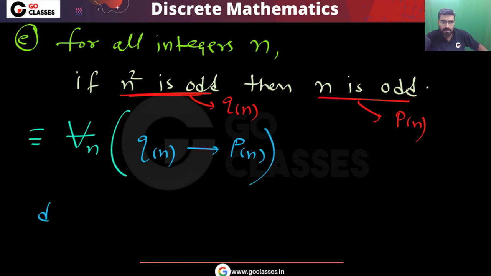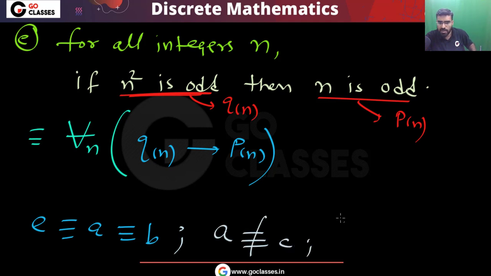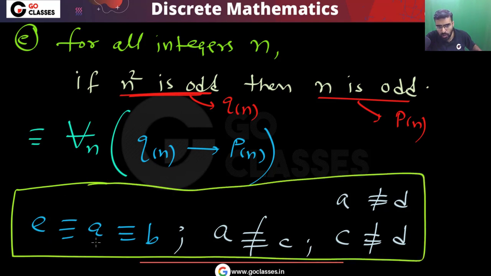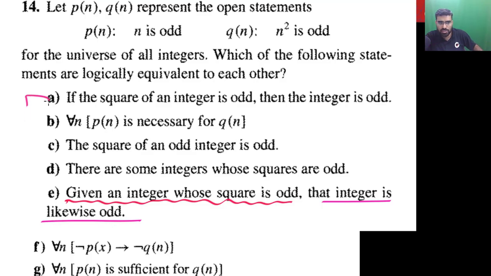So option E is equivalent to option A, which is equivalent to option B. Also, option A is not equivalent to option C, option C is not equivalent to option D, and option A is not equivalent to option D. So far we have seen that option E is equivalent to option A and option B, because option E says that for all integers, if its square is odd, then that integer is odd. For all n, if q(n), then p(n).